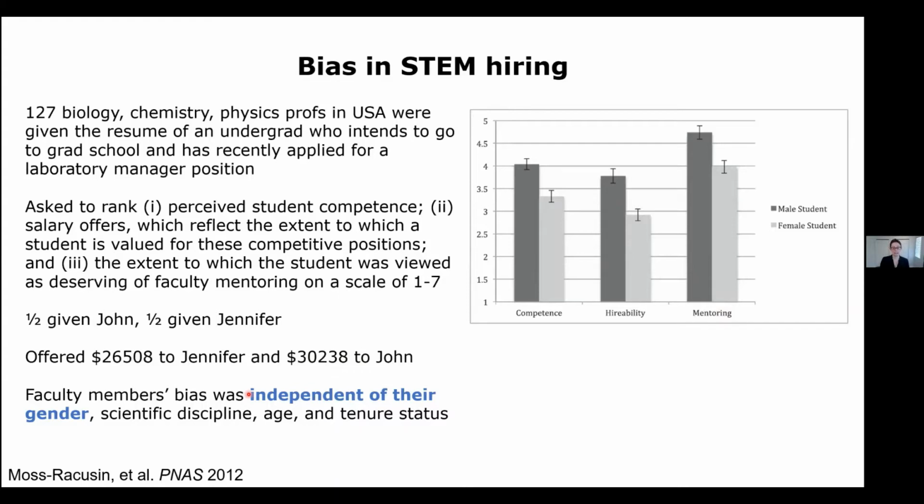This is the bias, and I'm going to come back to this in a second. This bias is being perpetuated by all of us because of the societal messages that we've grown up in. And again, I'm going to come back to this in a second because I think it's a really important point. So remember that women were also biased against the female candidate. The bias was independent of scientific discipline, independent of age and tenure status. So the younger generation is not doing a whole lot better than the older generation in this study. And again, this is pre-Me Too movement.